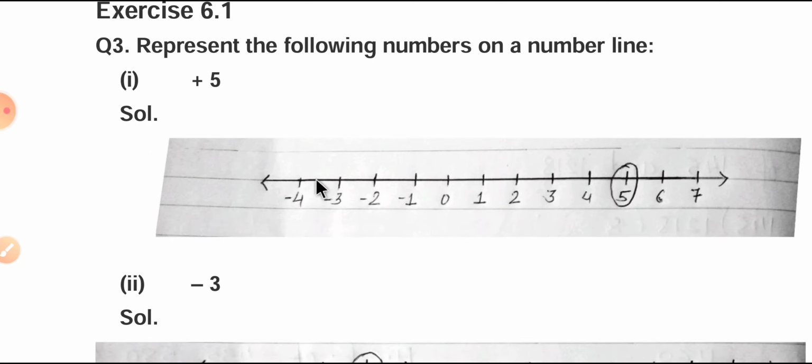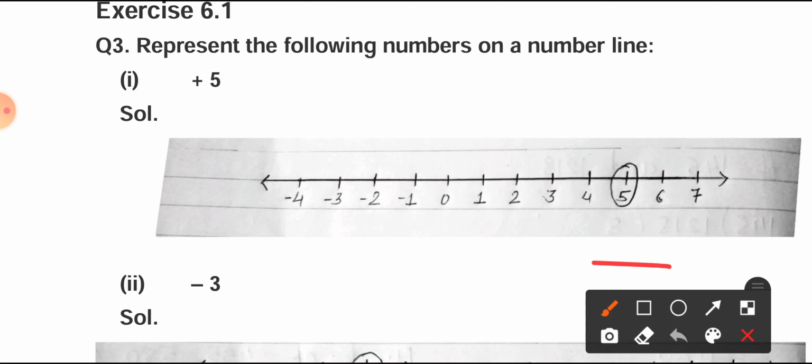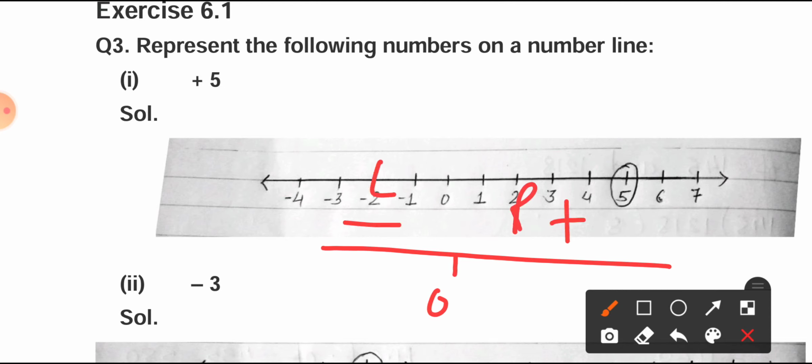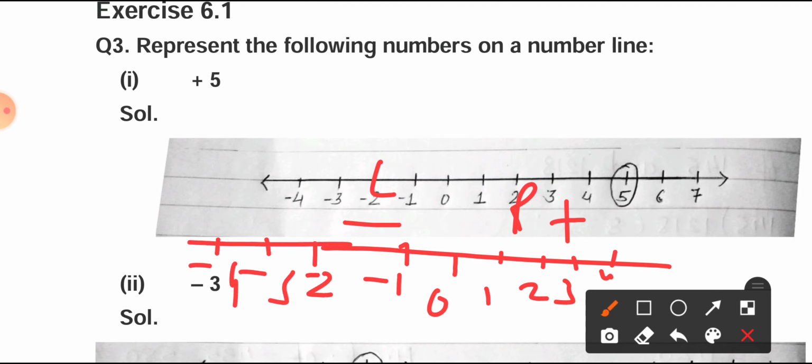So first step is to make a line. After that you have to mark a point 0 in the center. Then you can see that on the right hand side numbers are positive, on the left hand side numbers are negative. So mark here 1, 2, 3, 4, and on the left side -1, -2, -3, -4.